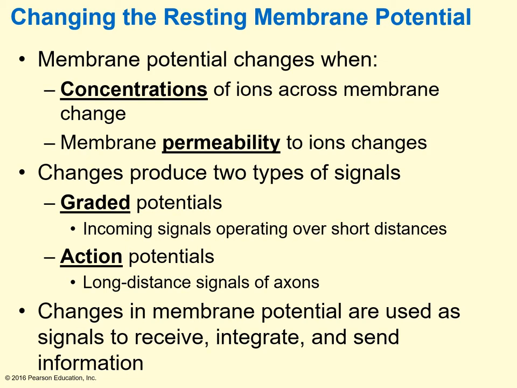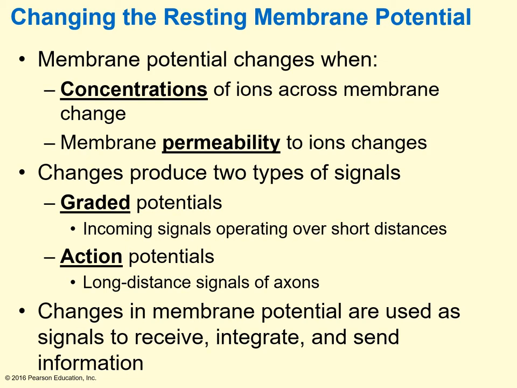So to change the resting membrane potential, you're going to have to change some of the concentration of the ions across that membrane, which also means the permeability to those ions to get them to move across the membrane has to change. This can be brought about by two different types of signals, either a graded potential or an action potential. Graded potential is going to be over a very short localized area. However, an action potential can extend the entire length of an axon.